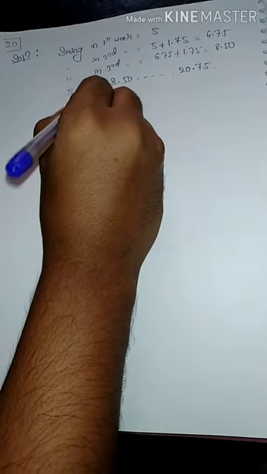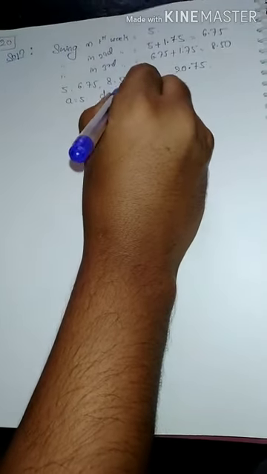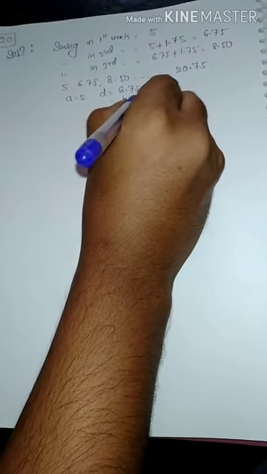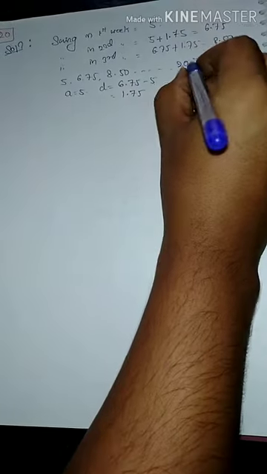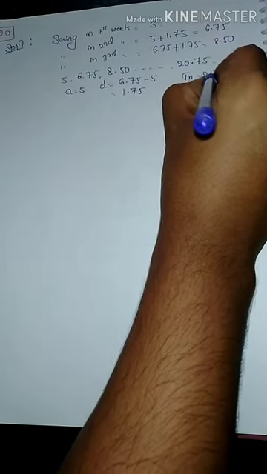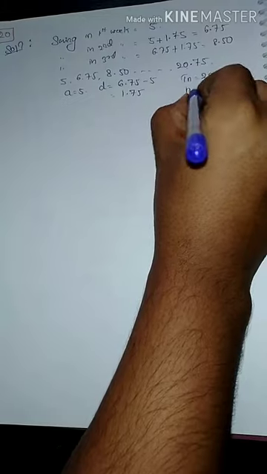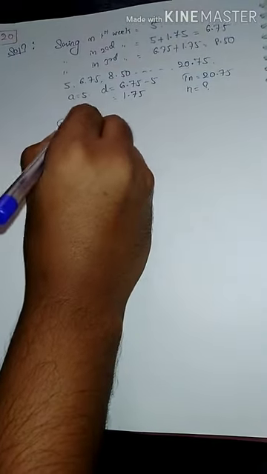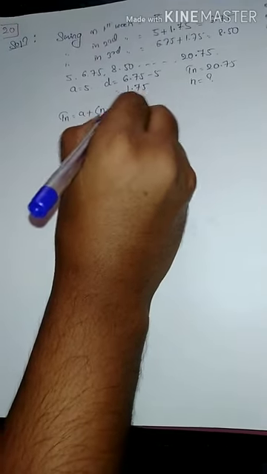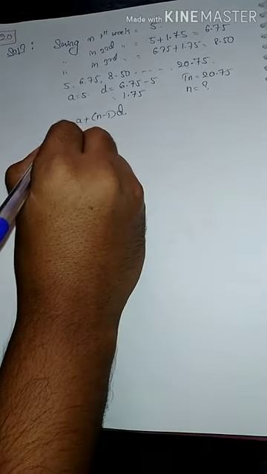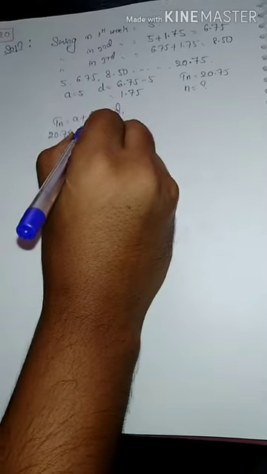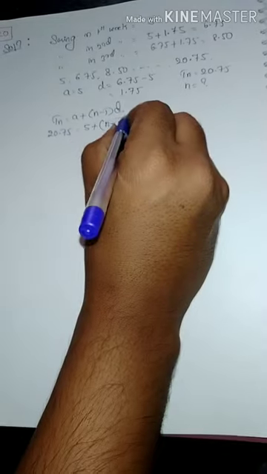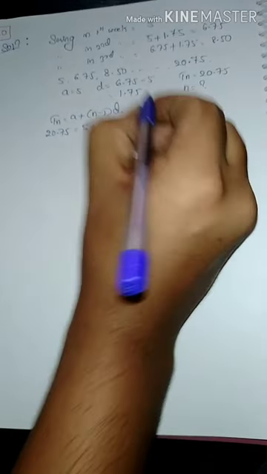So given A is equal to 5, common difference D is equal to 6.75 minus 5, which is nothing but 1.75, and the last term Tn is equal to 20.75. We have to find the nth value. So Tn is equal to A plus n minus 1 into D. Tn is given 20.75 is equal to A is 5 plus n as unknown, write as it is, minus 1 into D, and D is 1.75.